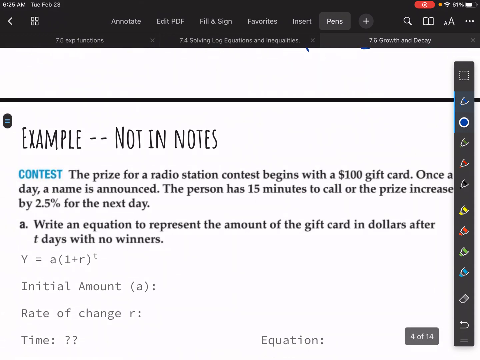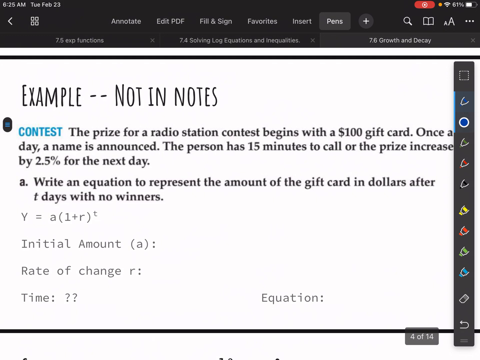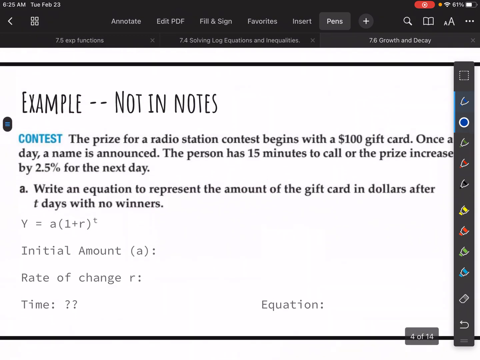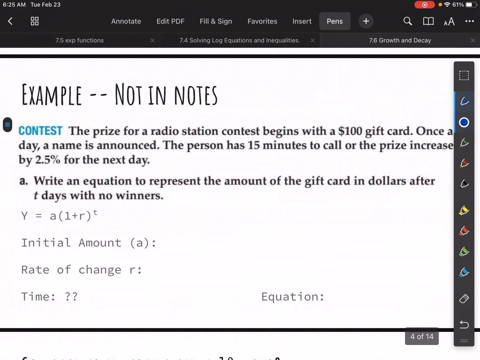Let's get right into using some of this. Now this one is not in the notes that I've provided for you, but it's a good one. So I just want to show you guys how this works, and then we'll do one that is in your notes. So the prize for a radio station contest begins with a $100 gift card. So you get $100 if you win on day one. Once a day, the name is announced. The person has 15 minutes to call, or the prize increases by 2.5% for the next day.